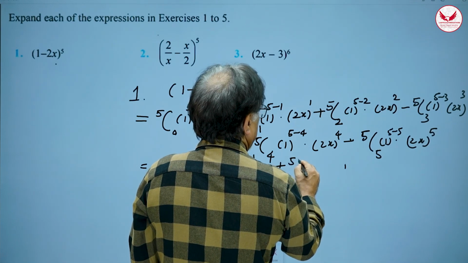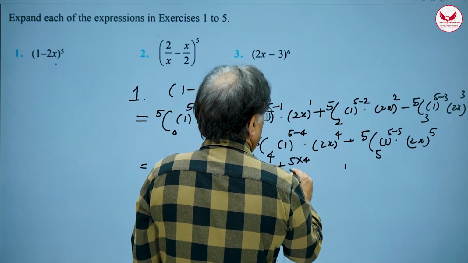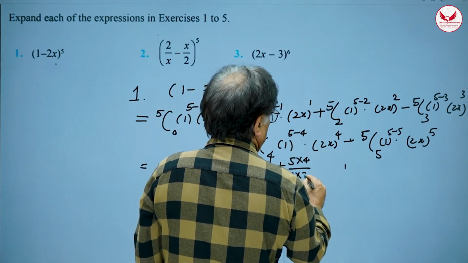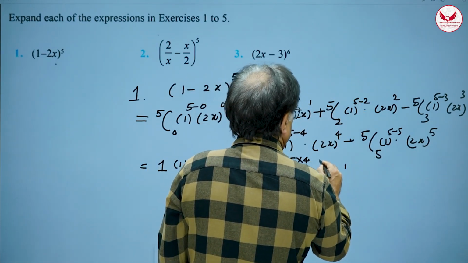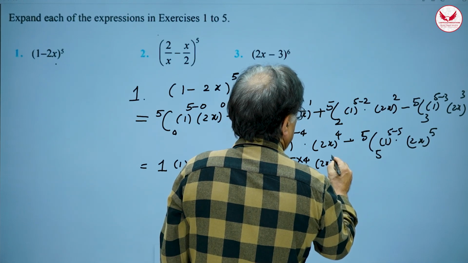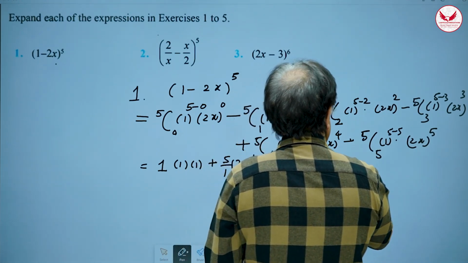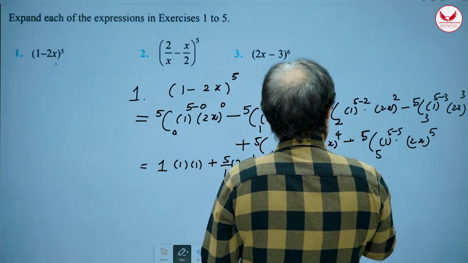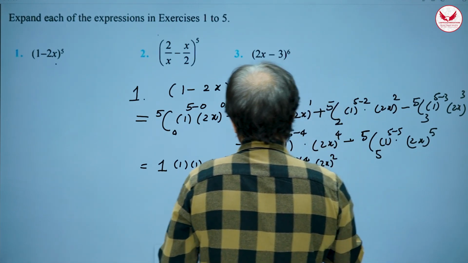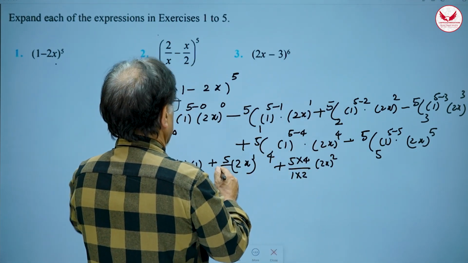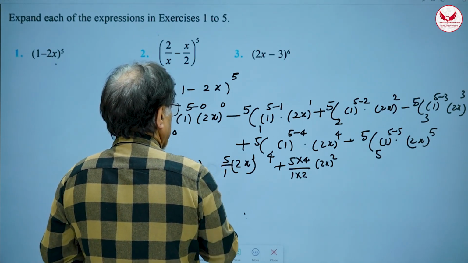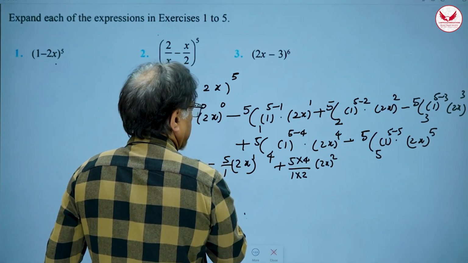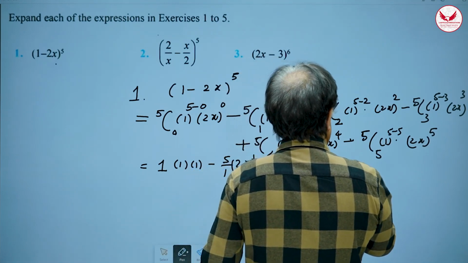5c2, which is 5 multiplied by 4 divided by 1 multiplied by 2. 1 raised to 3 is 1 only. So 2x square. So this is 2x square. Okay. Then this is plus. I'm sorry. This is minus here. This is minus. Okay. This is plus. And again there is a minus sign.